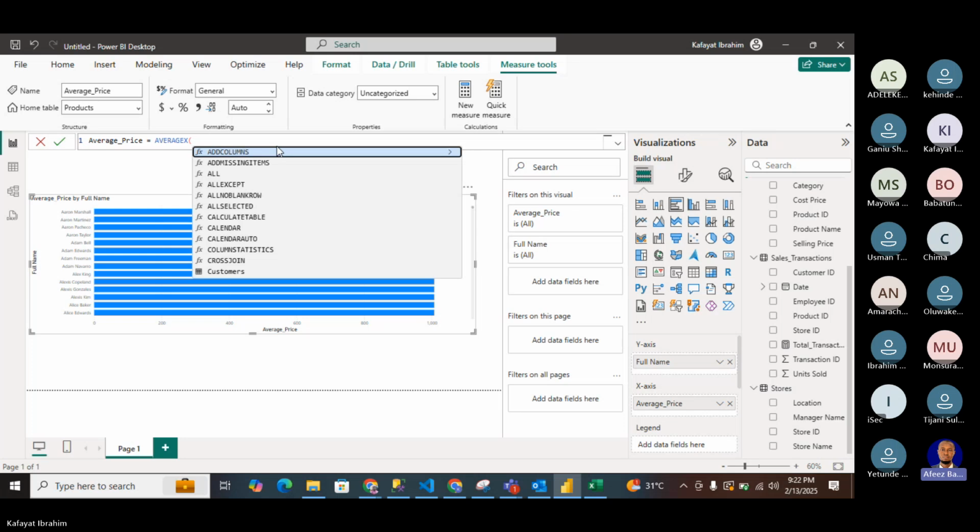What are you trying to do? I'm trying to calculate the average of every product's selling price per unit sold. Average selling price for each product, or average sales for each product. You can simply use the average sales amount, right?